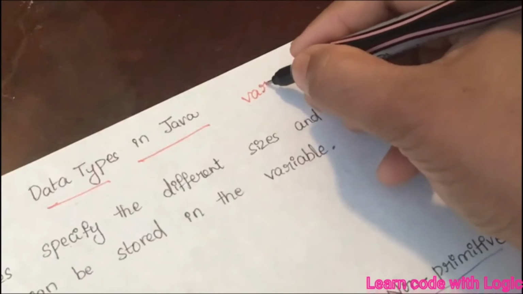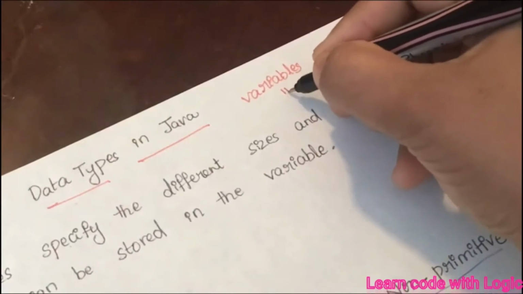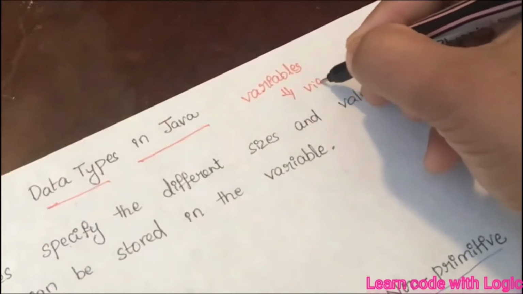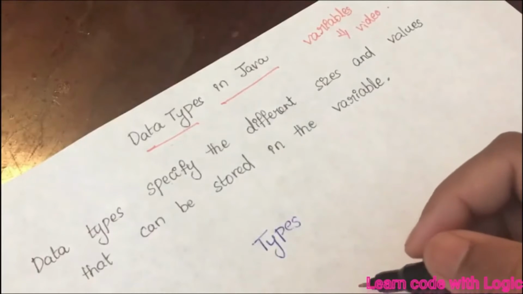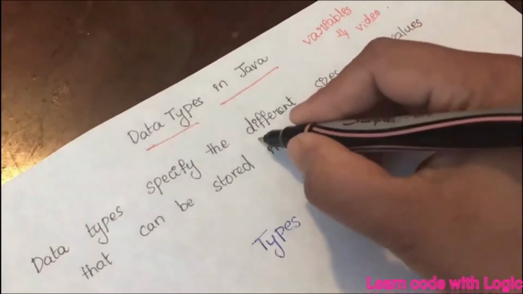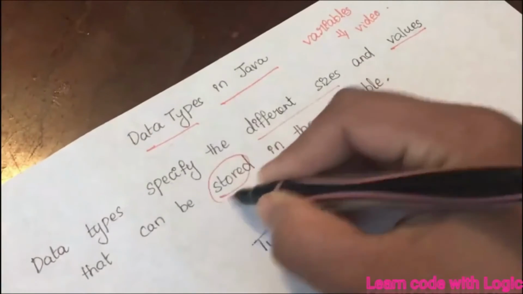Data types are always associated with variables. So if you haven't seen my previous video, please check it out. The video link is provided in the description box, because this is a sequence of learning. Data types specify the different sizes and values that can be stored in a variable.